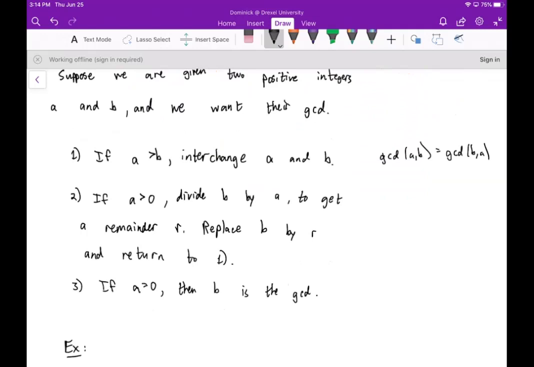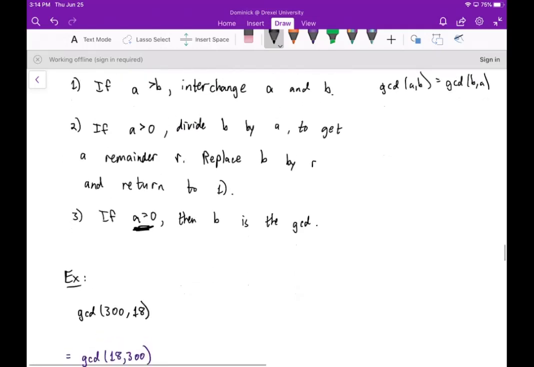Now, if a is greater than 0, you're going to divide b by a to get a remainder, and you're going to replace b by that remainder, and then go back to step 1. You're going to keep doing this until a is equal to 0, and once you do that, whatever is left is your GCD. So let's look at an example.